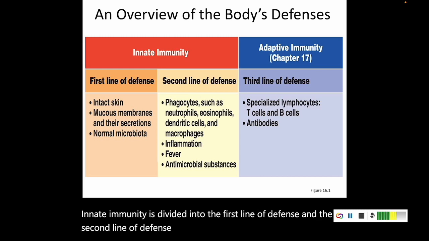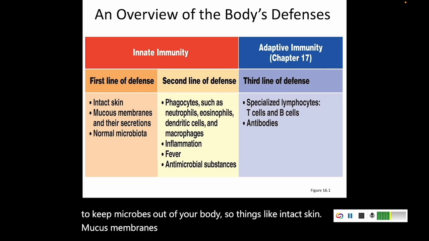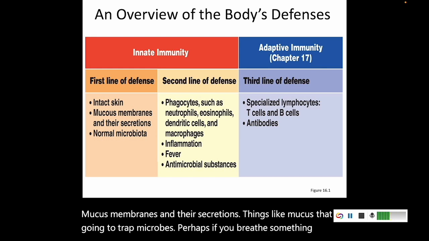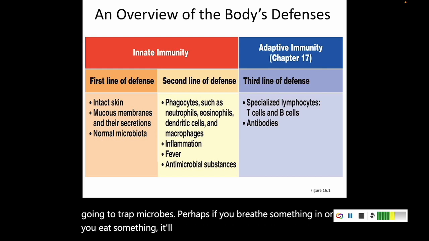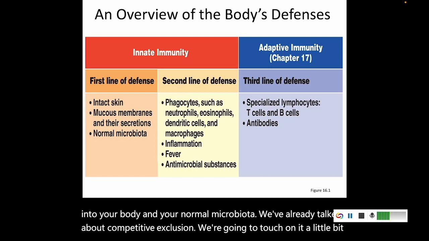The first line of defense is more of trying to keep microbes out of your body. So things like intact skin, mucous membranes and their secretions, things like mucus that are going to trap microbes. Perhaps if you breathe something in or if you eat something, it'll trap them and prevent them from getting into your body. And your normal microbiota. We've already talked about competitive exclusion. We're going to touch on it a little bit more again today.